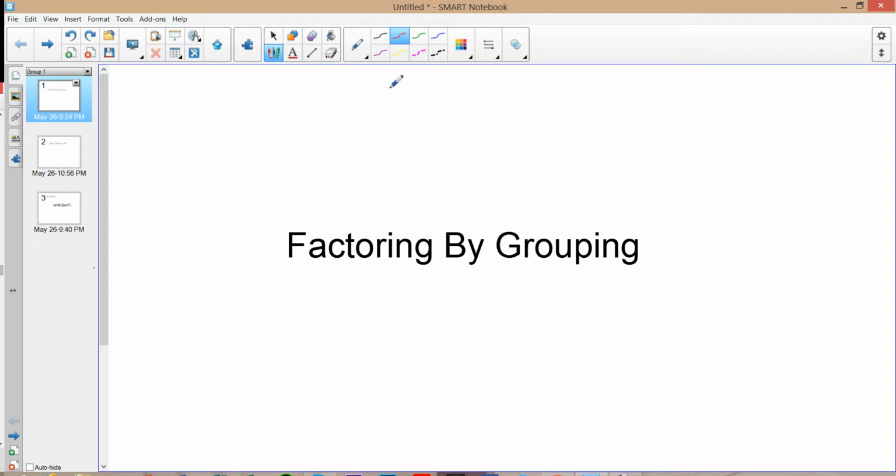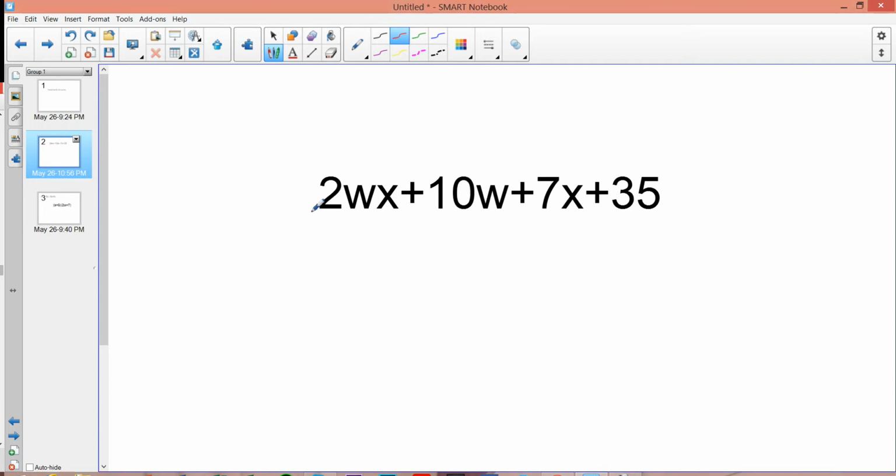Okay, here I'm going to show you how to factor by grouping. It's very simple. Here we have an example, 2wx plus 10w plus 7x plus 35. So you're going to start by checking for two things. If you have an even number of terms, so we have 1, 2, 3, 4, that's perfect.